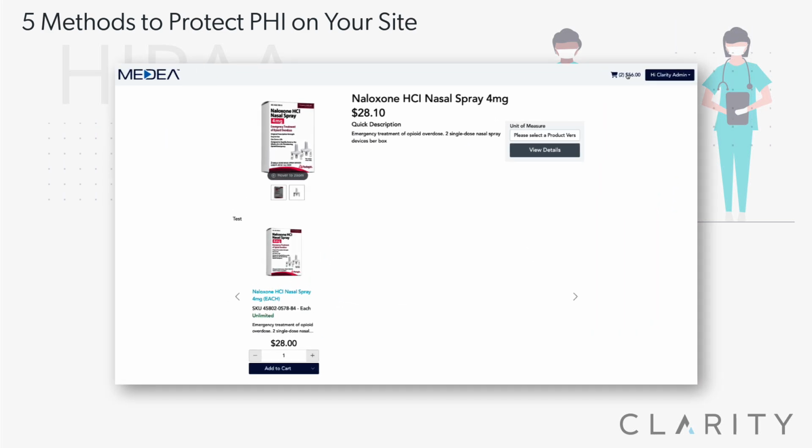And we're going to give you 5 key foolproof methods to help ensure that you protect PHI data, which helps maintain your HIPAA compliance. So let's go ahead and dive right in.